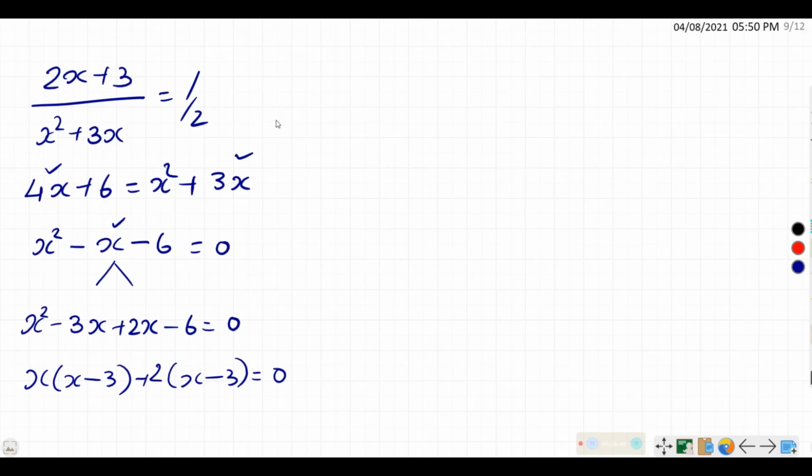That means we are trying to find out x, which can be either 3 or minus 2.